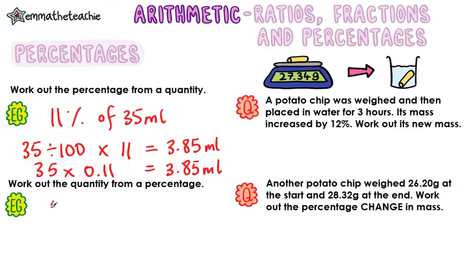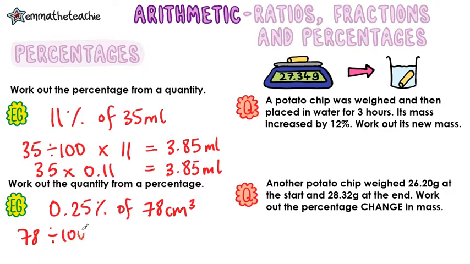Okay, let's do another example. This time we want 0.25% of 78 centimeters cubed. Again, we're going to do the same thing, 78 divided by 100, and then times by 0.25. And if you do that in your calculator, you're going to get 0.195 centimeters cubed.